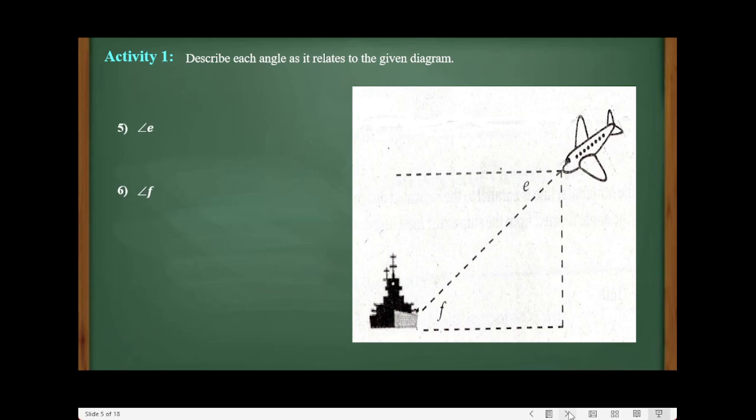Next. For number 5 and 6, we have 2 labeled angles here. The one which is labeled as angle small letter E and the other one is angle small letter F. Now for number 5, angle labeled by small letter E is an angle of depression, and angle small letter F is your angle of elevation.